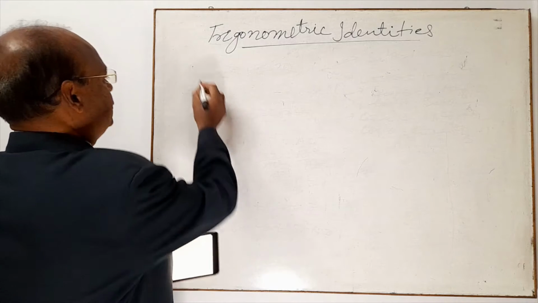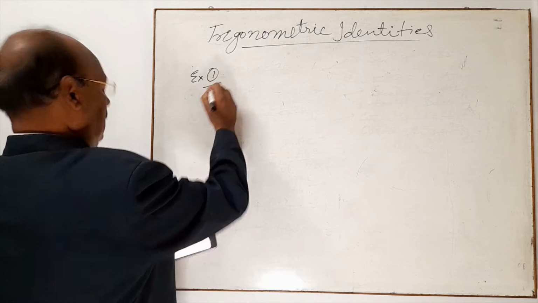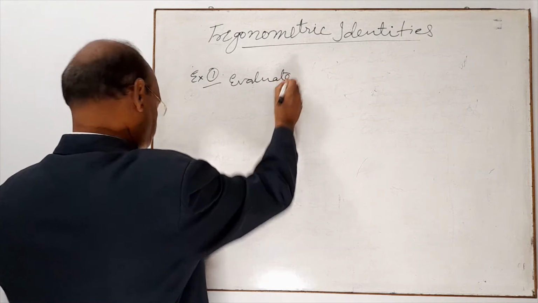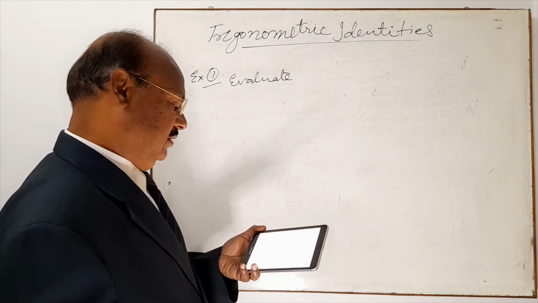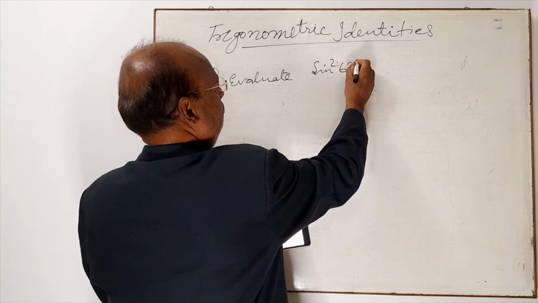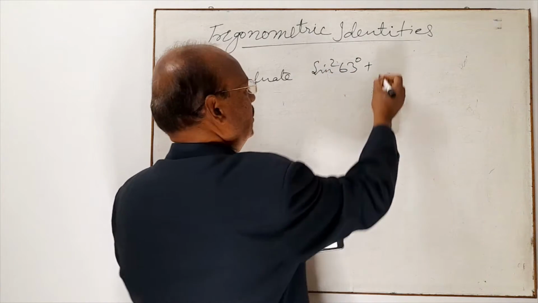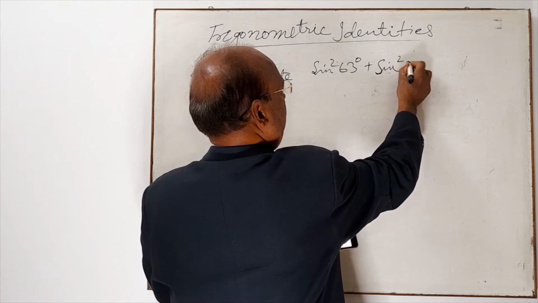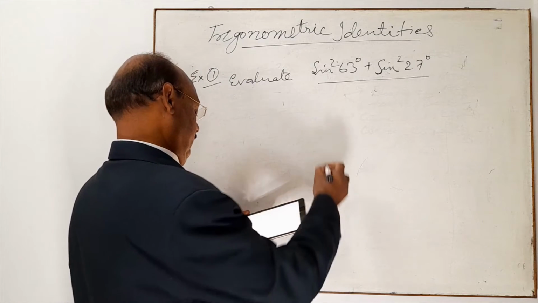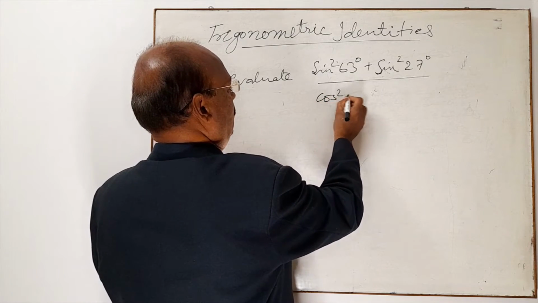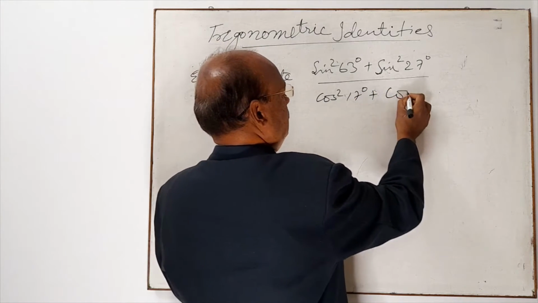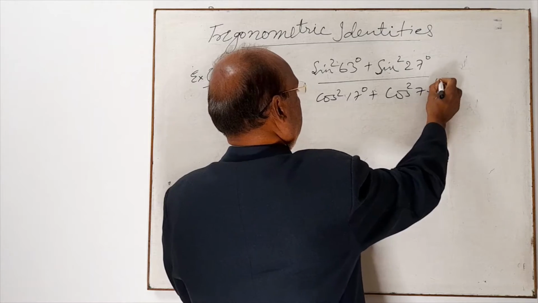Okay, now let us do this problem. Evaluate sine square 63 degree plus sine square 27 degree divided by cos square 17 degree plus cos square 73 degree.